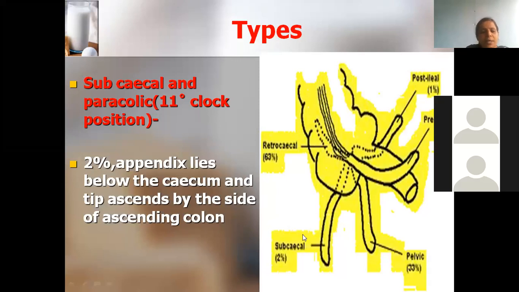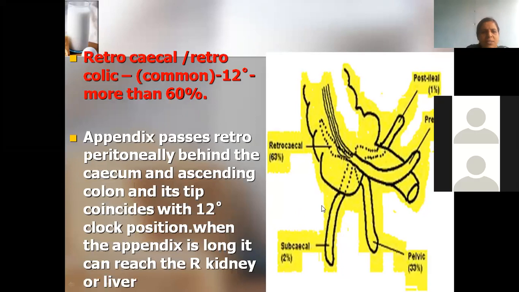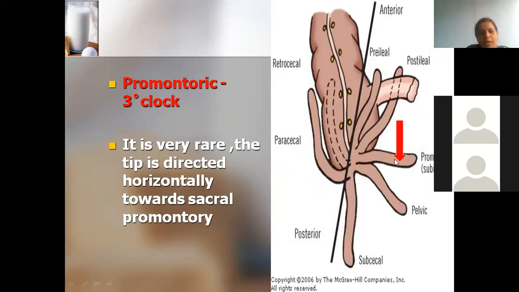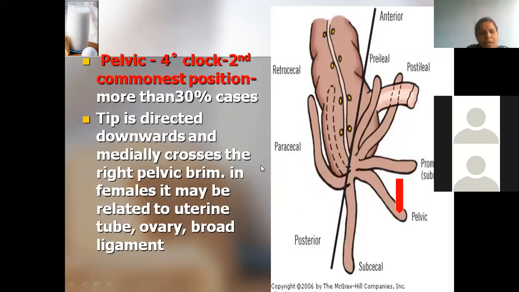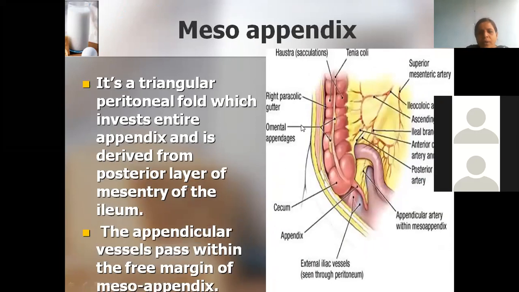Subcecal is below the cecum, the 11 o'clock position. 2% of appendices are usually seen in the subcecal position. Retrocecal is behind the cecum. Splenic, I told you, is towards the spleen. Promontoric is 3 o'clock, towards the promontory. 4 o'clock is towards the pelvic region. Mid-inguinal is 6 o'clock position. Ectopic is due to error of rotation of the gut, which we will see in embryology.